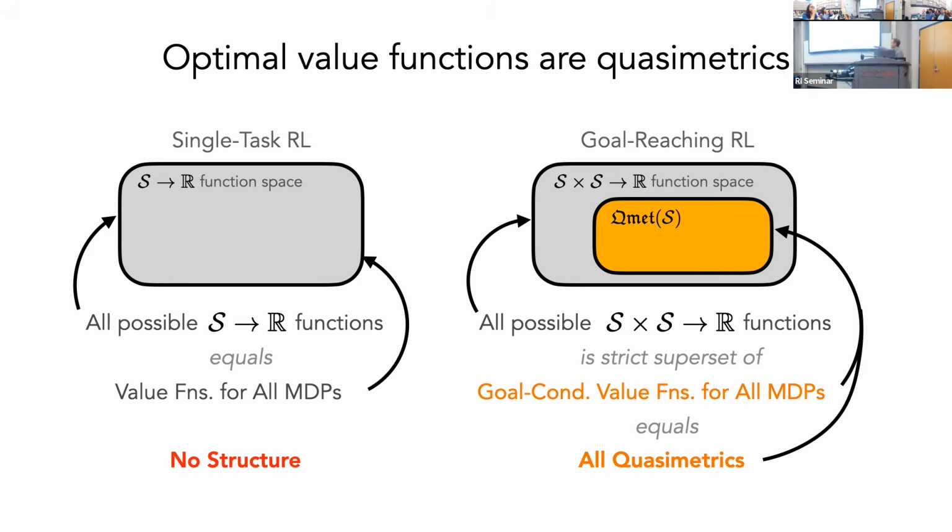So basically, the idea is that if we learn value functions that are constrained to be quasimetrics, it'll save us a lot of computation because we will be sure we're not outside of the set where they could possibly be found. We know that the optimal value function for goal reaching RL has to be in that yellow region. So why don't we constrain ourselves to only look in that yellow region?